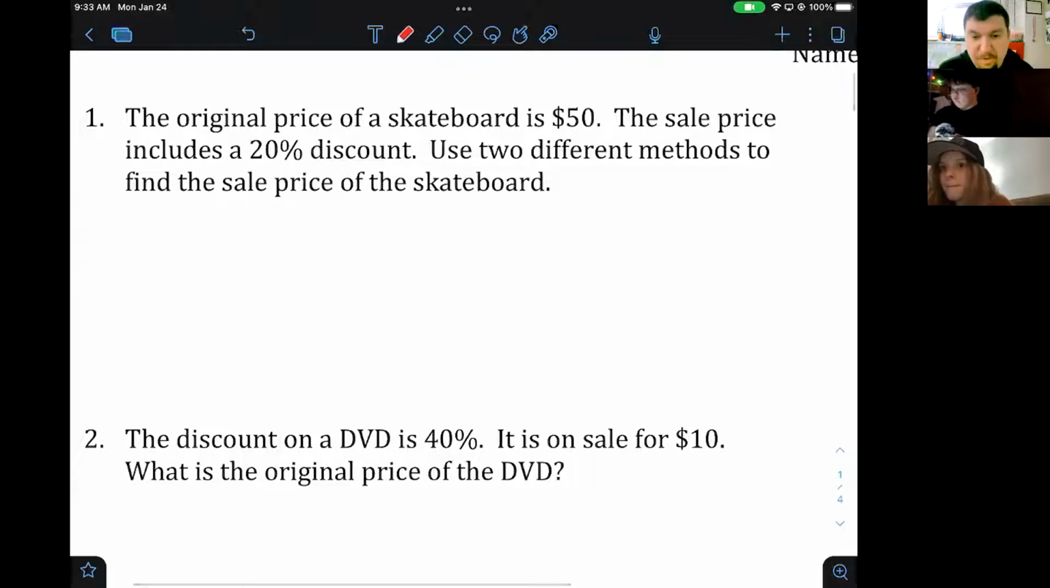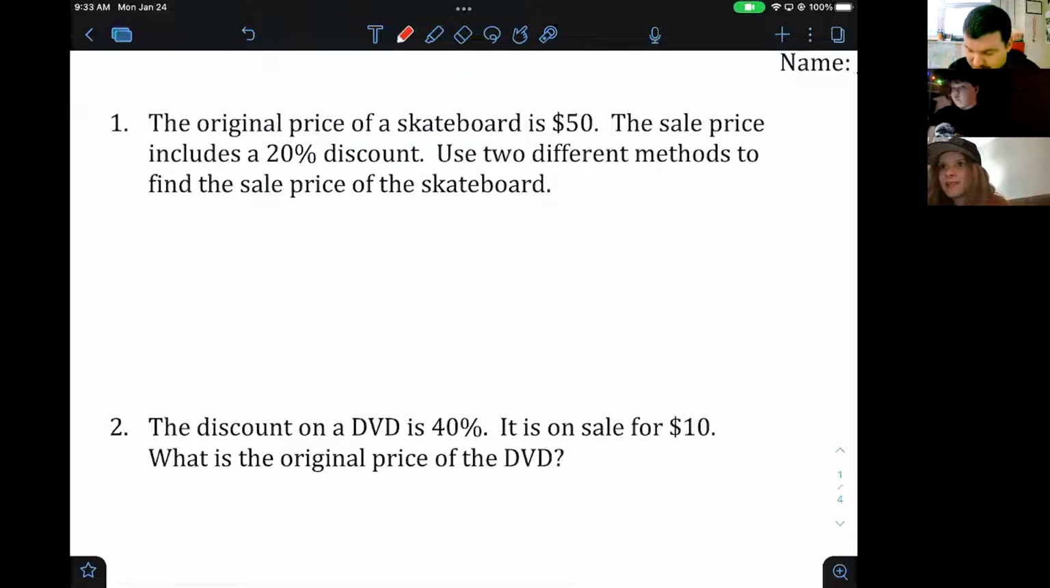Number one says the original price of a skateboard is $50. The sale price includes a 20% discount. Use two different methods to find the sale price of the skateboard. All right, so we've talked about two different ways that you could solve for this. One of them just a little bit longer than the other.